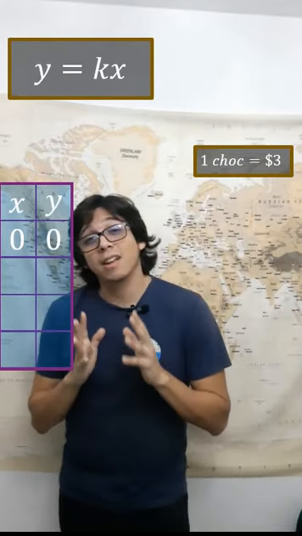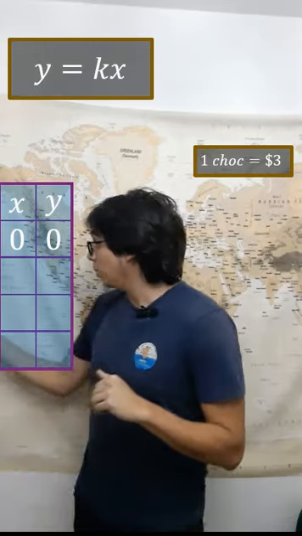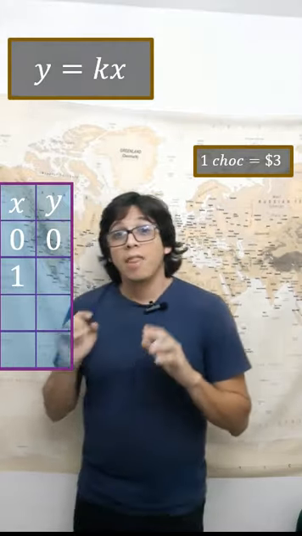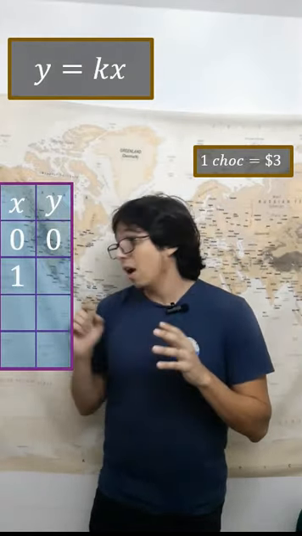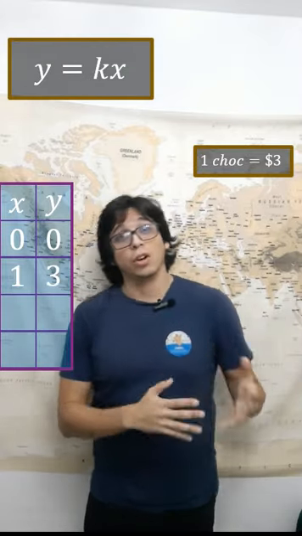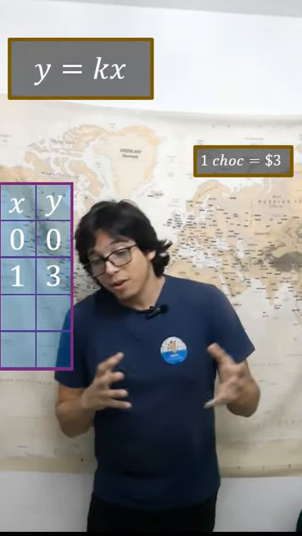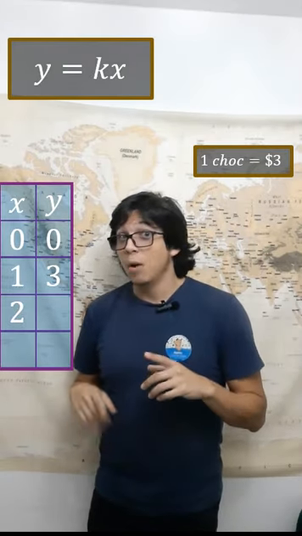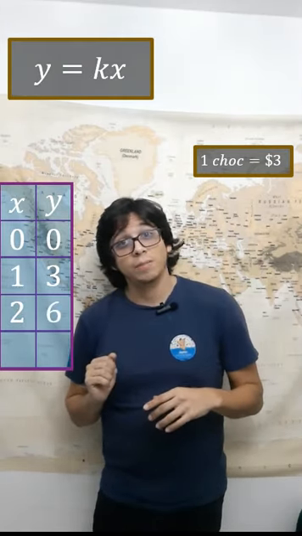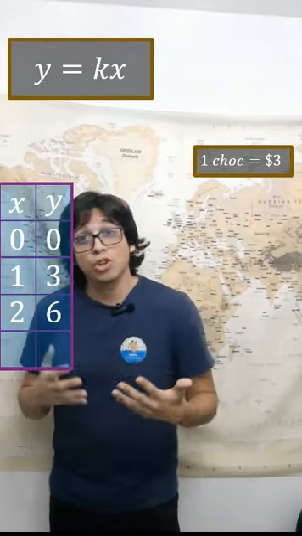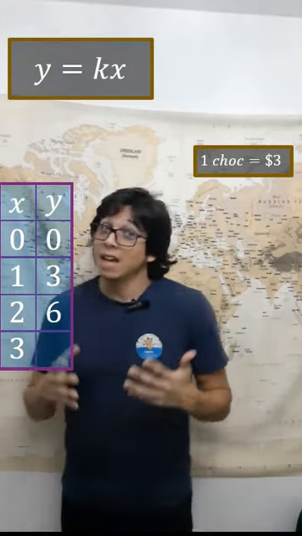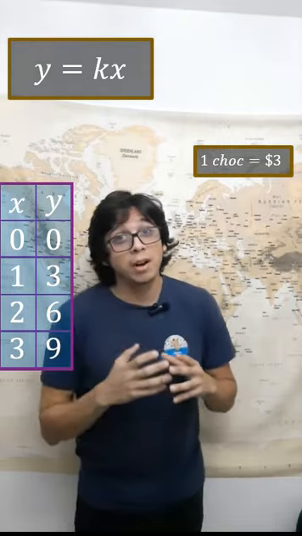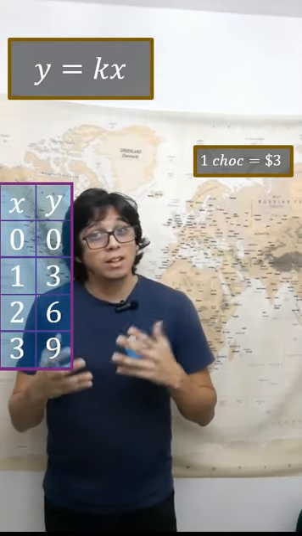But if we decide that we want 1 piece of chocolate, so we put a 1 on the x, that means we now need $3 because the chocolate costs $3. Then if we have a craving for another piece of chocolate, we put a 2 on the x, but now we need $6. Well, if we decide that we want more chocolate, let's put a 3 on the x. Now we need $9. Remember, each piece of chocolate is $3.